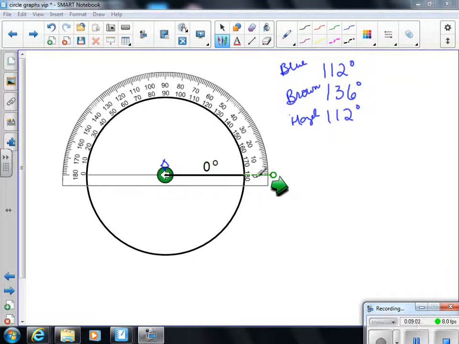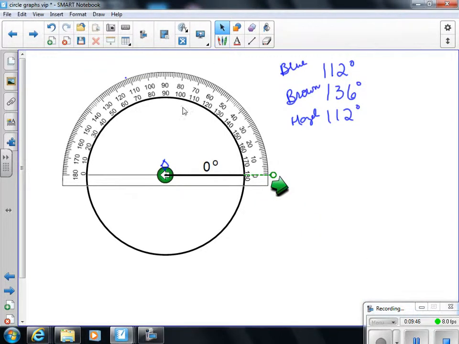Since my segment is pointing to the right, I need to start counting over here. So do I use the top numbers or the bottom numbers? If I start here, I have to start at 0, so I need the top numbers. And I'm going to count up to 112. So here's 10, 20, 30, 40, 50, 60, 70, 80, 90, 100, 110. And then I go 2 marks over and put a little mark there. That should be your 112. You have to use the top because this is where I'm starting, at 0. Now think about it. A 112 degree angle, is it acute, obtuse, or right?